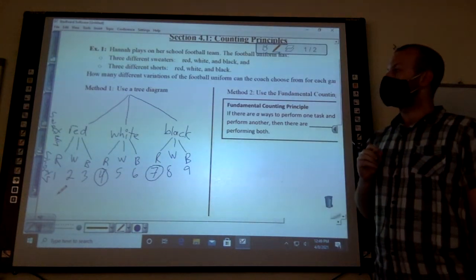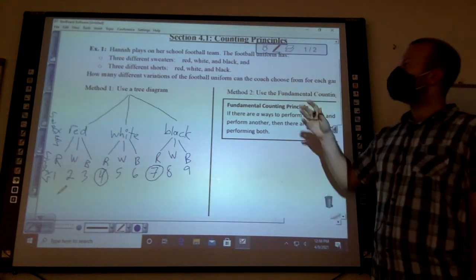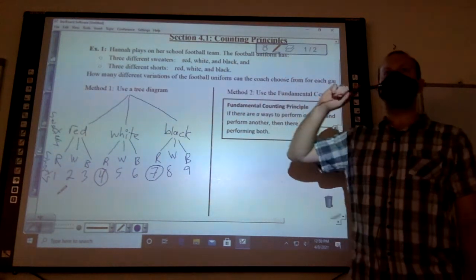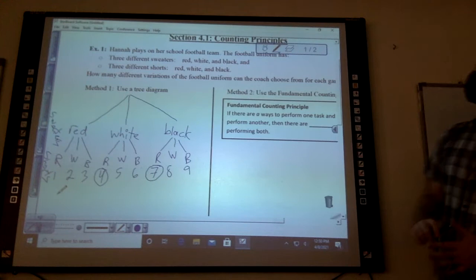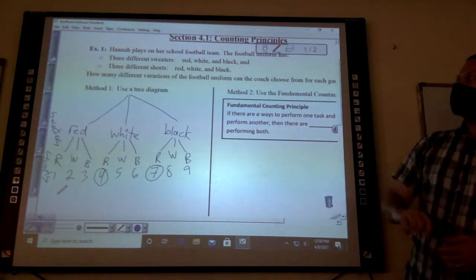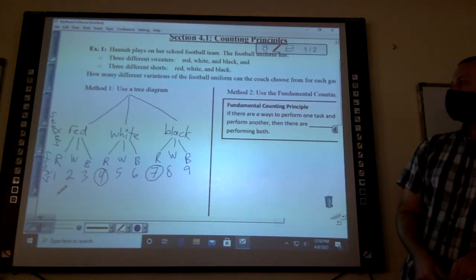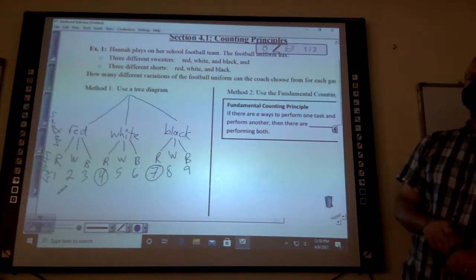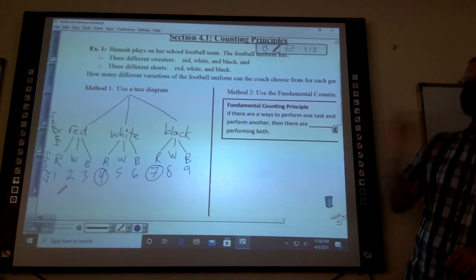From something like this, you'll notice as soon as we start to get larger numbers of options, so suppose instead they had 10 different colors of sweaters and 20 different colors of shorts. If you were to try and draw a tree diagram for this, it's going to be rather large, and it's going to take up a whole page just to make that.